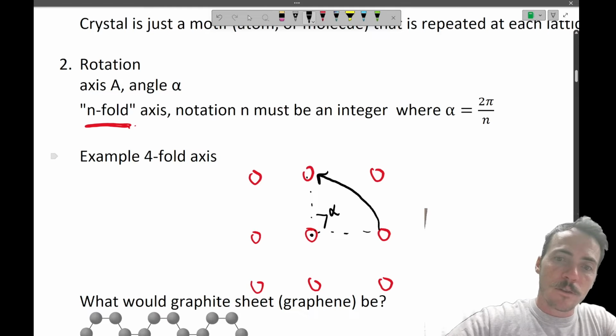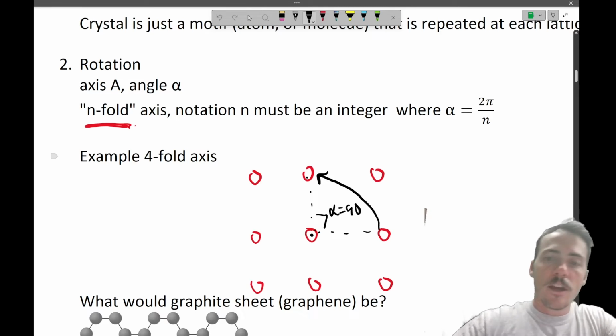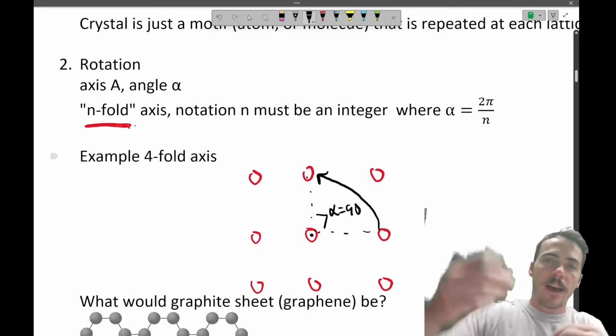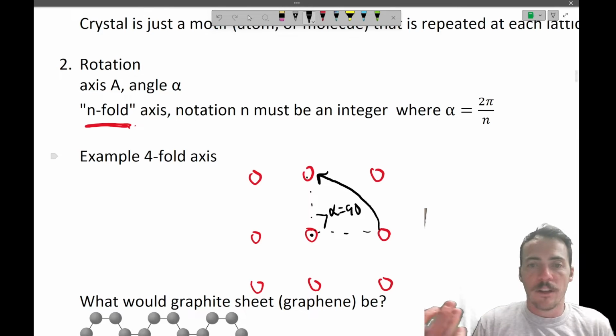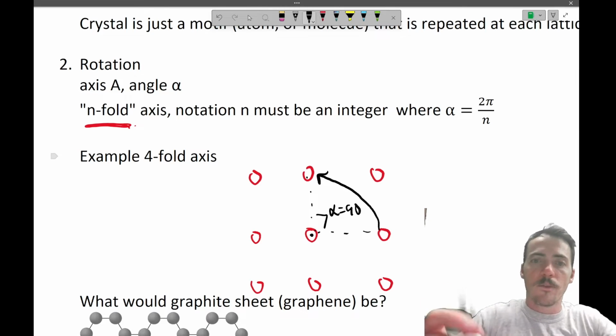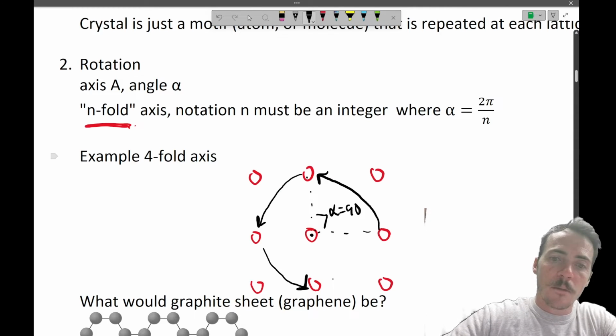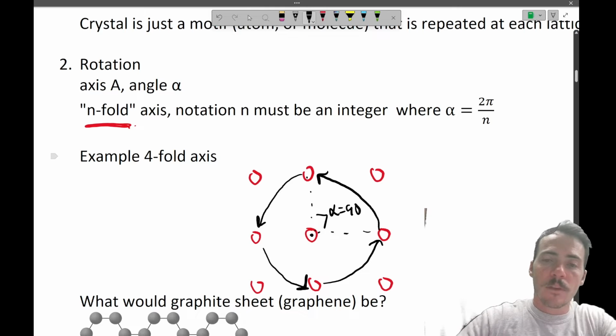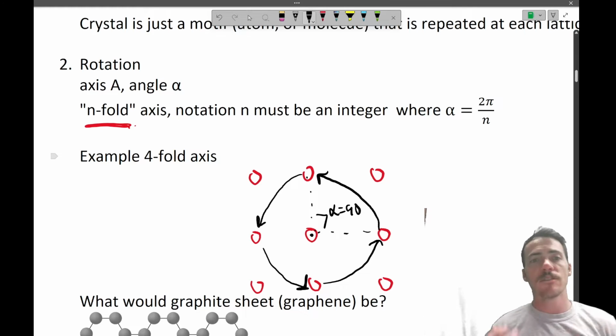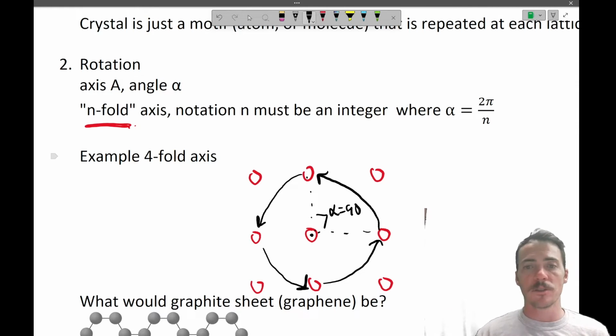Rotation, right? Alpha is equal to 90. If we rotate that entire lattice, that atom ends up on another lattice point. In fact, it's exactly identical to where it was before. I can rotate it a second time and it brings it here. I can rotate it a third time, a fourth time. So this lattice has 4-fold rotational symmetry, right?